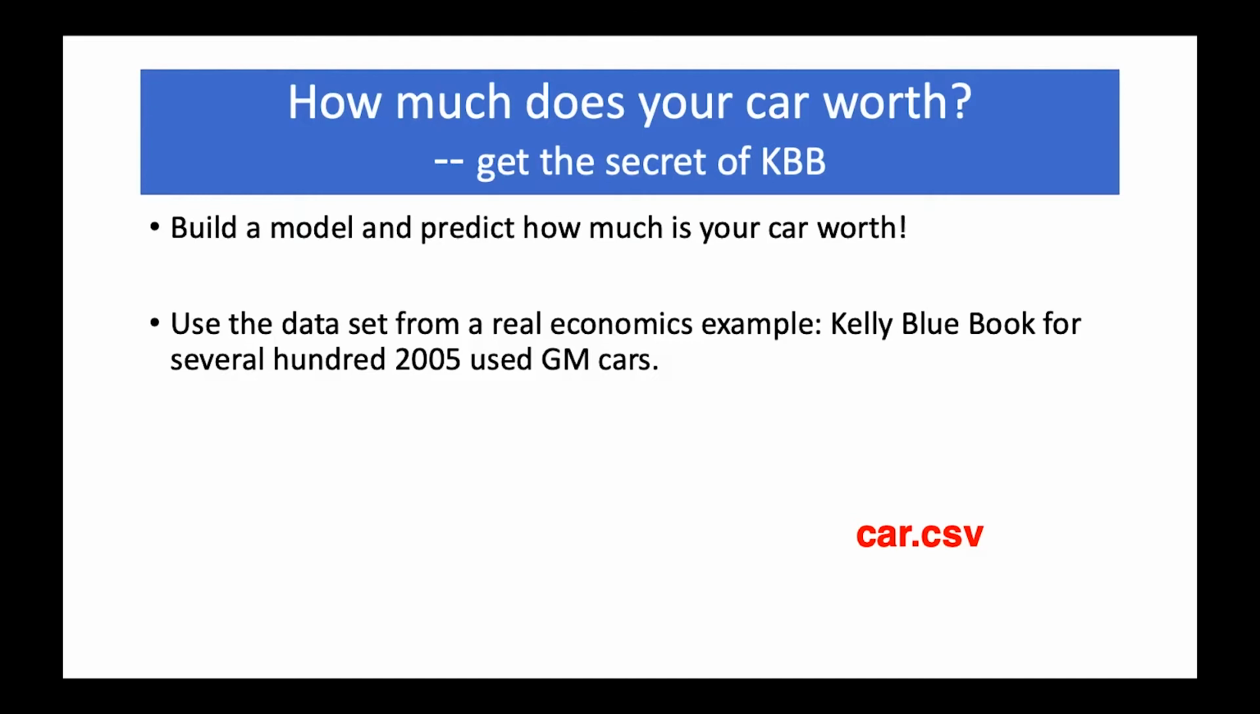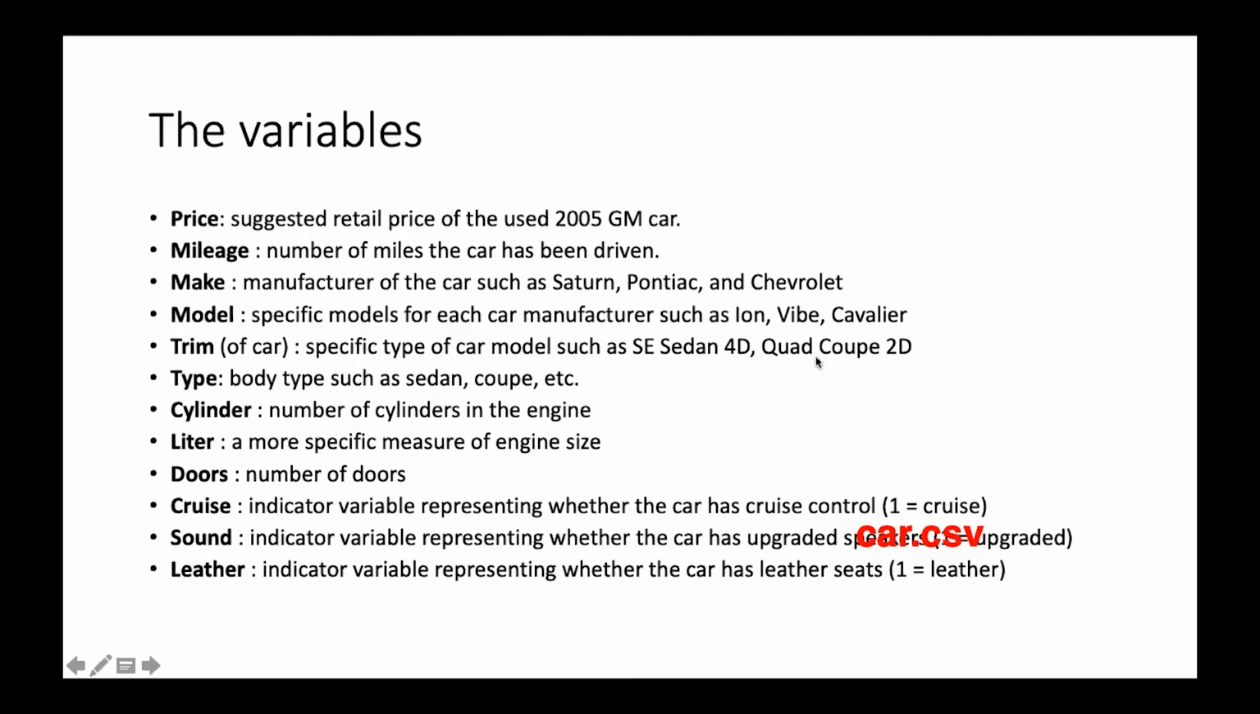And the dataset is actually from a real example, KBB, of several hundred 2005 used GM cars. The variables in our dataset are price, mileage, make, model, trim, type, cylinder, liter, doors, cruise, sound, leather. We actually have this many variables. Some of them are numerical variables and some of them are categorical variables.